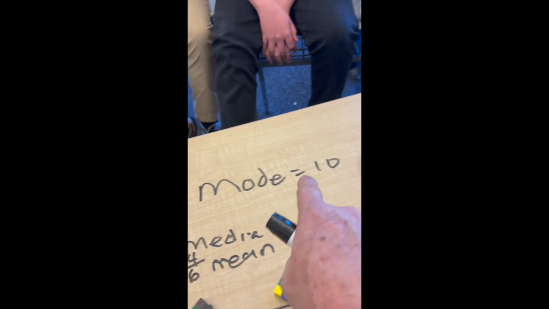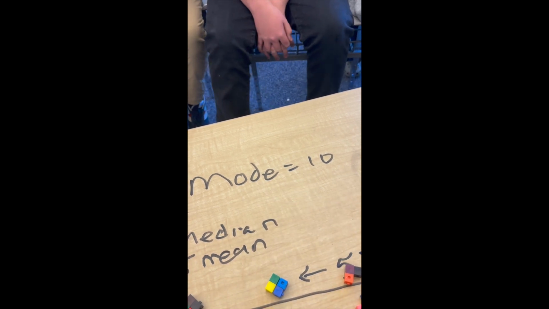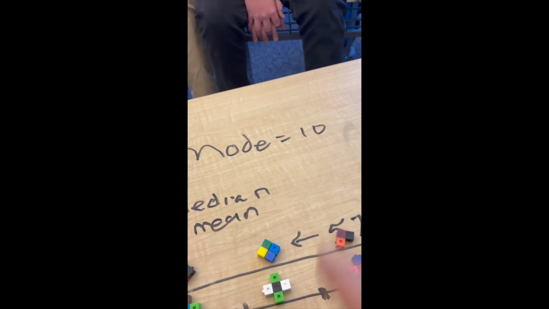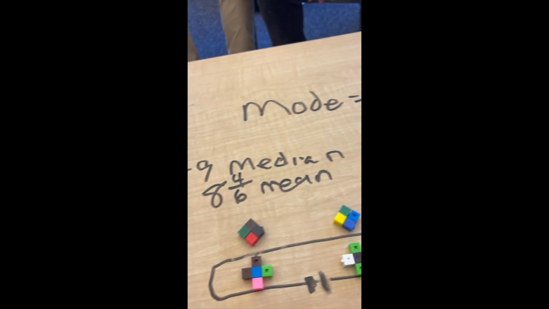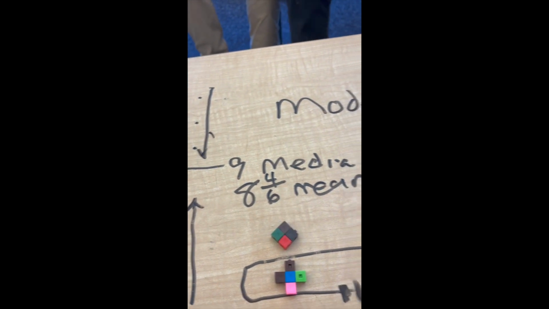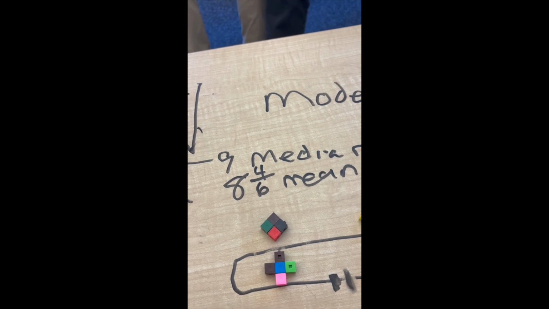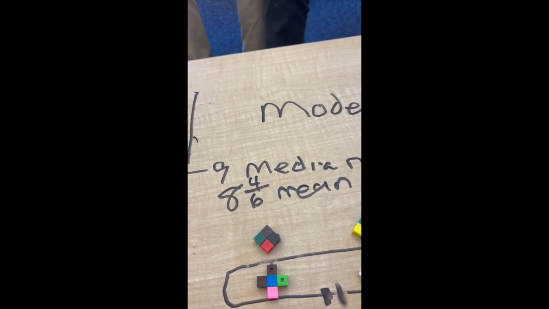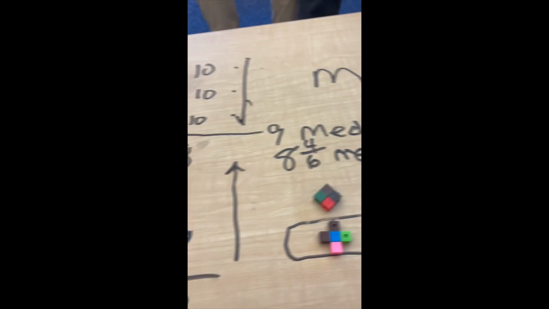Okay, how about the mode? What was the most popular? 10. So there's different ways to look at this. The most popular thing, lots of kids got 10. The middle person got 9. And if we combine all the scores and add them up and divide them, we get between 8 and 9. So looks like maybe 9 is about a good answer, right? Cool.